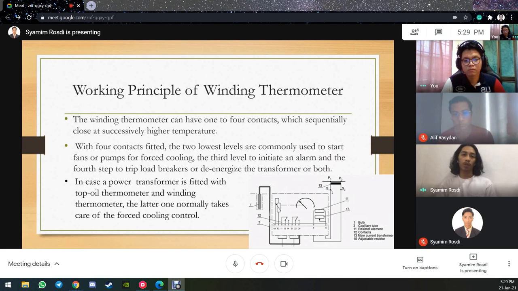In case a power transformer is fitted with a top oil thermometer and a winding thermometer, the latter one normally takes care of the forced cooling control.